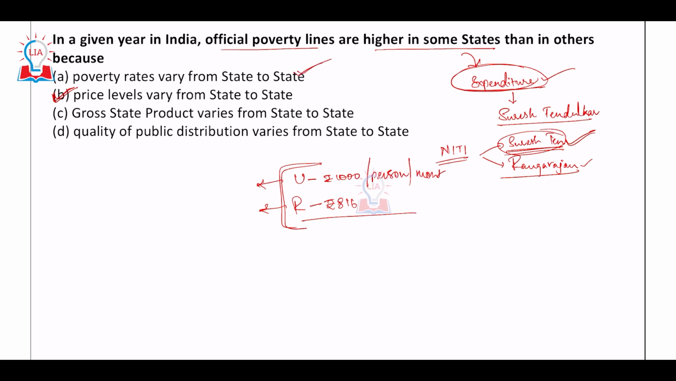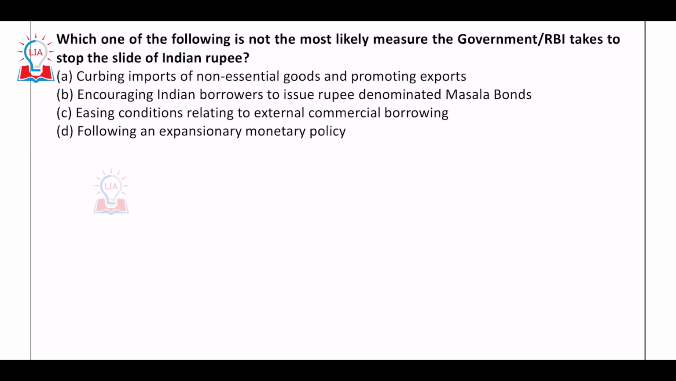This we clearly know. Gross state domestic product varies from state to state. This also we know, but does not ensure that the poverty lines are different. Quality of public distribution, this is also fine as a statement, but that does not signify anything related to poverty line. The only option which is suitable here is option B.